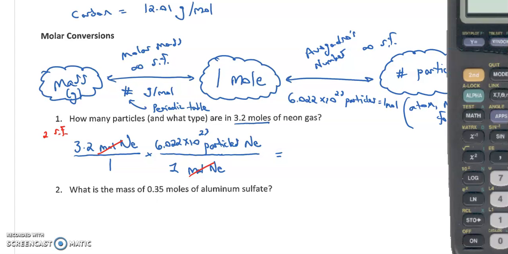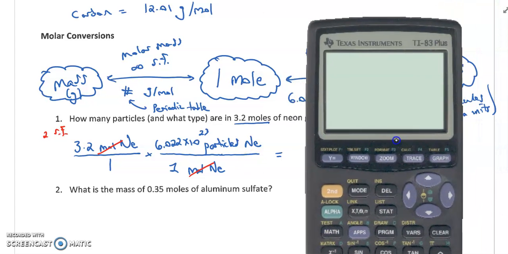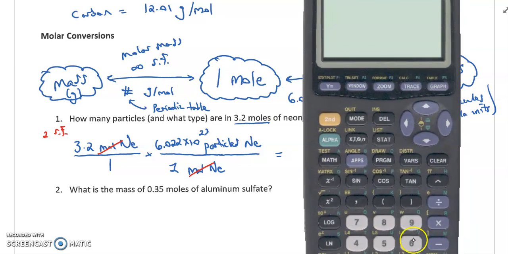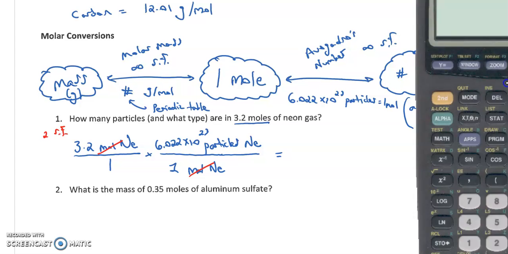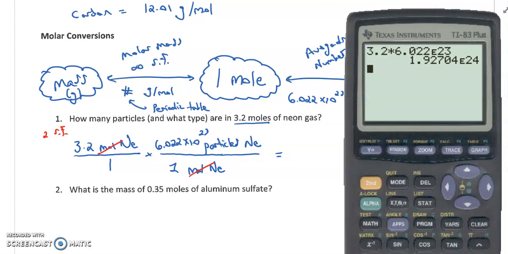So I'm going to grab my calculator, drag it over here. I'm going to type in 3.2. All right. So I type this number into my calculator, and I get an answer of 1.927 e to the 24th, so times 10 to the 24th.